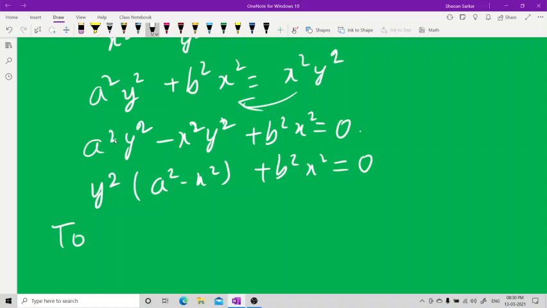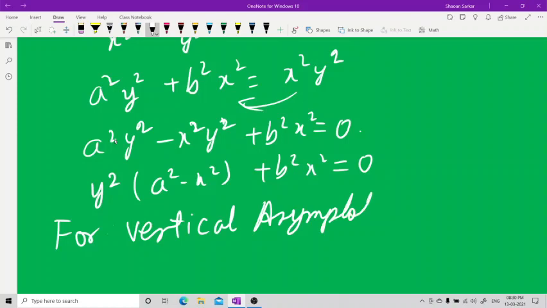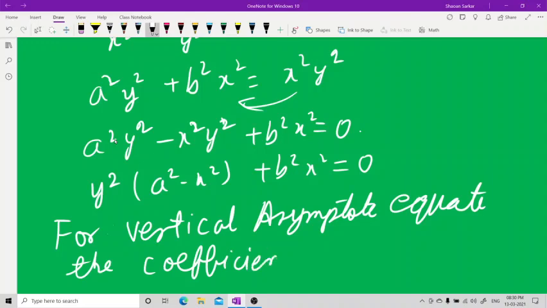Now for vertical asymptote, equate the coefficient of y square equal to 0. Coefficient of y square equal to 0.